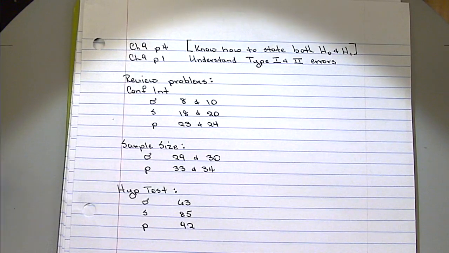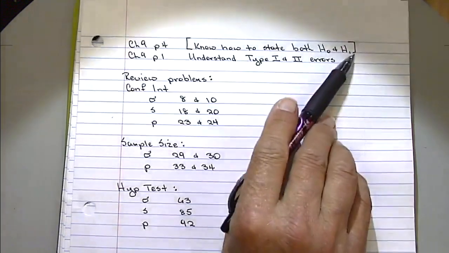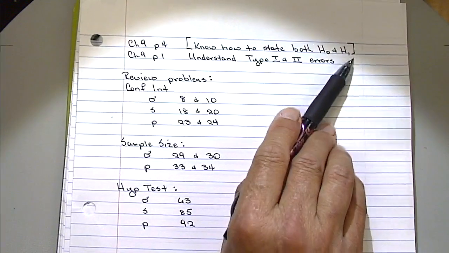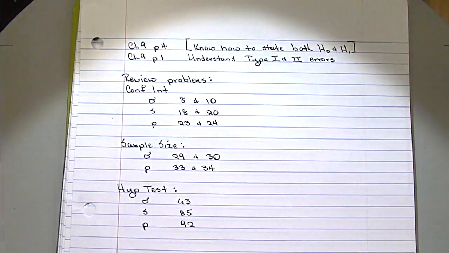First, know Chapter 9, page 4 in your guided notes book. Put a star by that page. You need to know how to state both the null hypothesis and the alternative hypothesis. This is the point I was going to make a minute ago. Which one do you state first? You always state the alternative hypothesis first, okay? You always state the alternative first because the alternative hypothesis is the reason you're doing the research. The researcher has an idea.